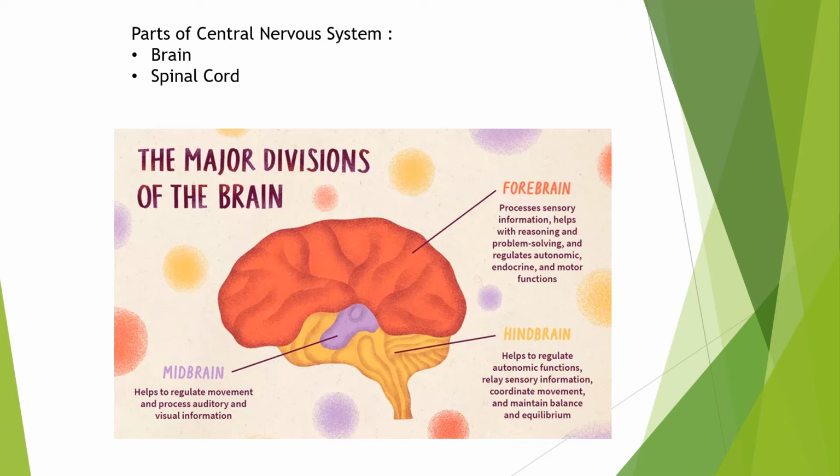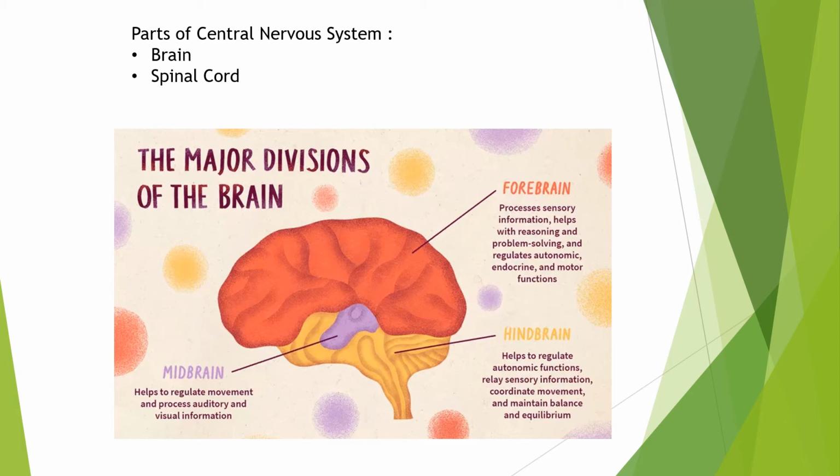Now what are the parts of the central nervous system? They are the brain and spinal cord. The brain is further divided into three parts, that is forebrain, midbrain, and hindbrain. What is the function of the forebrain? The forebrain processes sensory information, helps with reasoning and problem solving, and regulates autonomic functions. What are autonomic functions? Autonomic functions are basically involuntary functions.